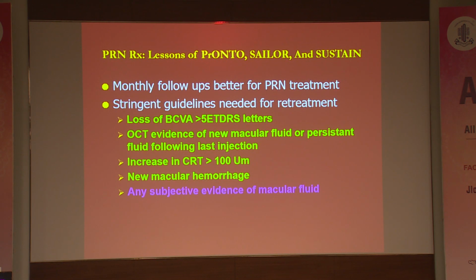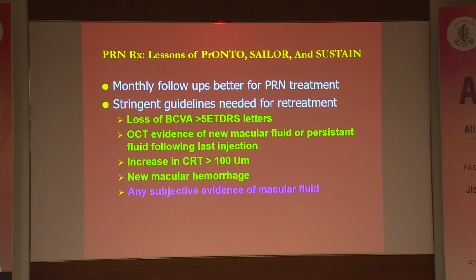The lessons we learned from the Pronto, Sailor and Sustain studies regarding PRN treatment was that you need monthly follow-ups for these patients. Merely changing from 3 monthly to monthly follow-ups is enough to improve the visual prognosis and the visual outcomes. Stringent guidelines are needed for retreatment. So what are these stringent guidelines? Any loss of BCVA, 5 letters or more, is enough to treat. Any new macular fluid or persistent fluid since the last injection is an indication for considering treatment. Any increase in CRT is an indication for treatment.